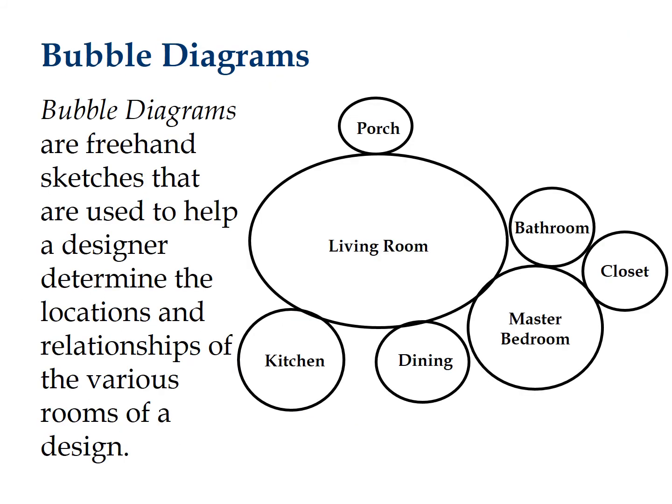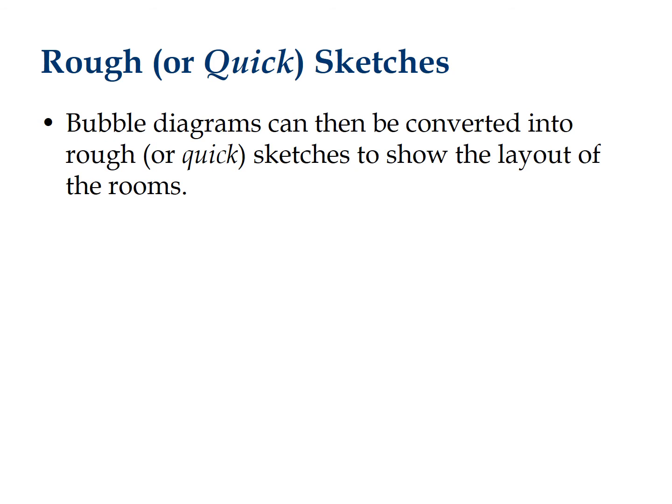This is an example of what a bubble diagram looks like. It's a freehand sketch that helps you as a designer to determine the general locations and relationships of the various rooms of the design. So we would take bubble diagrams and then convert them into what we call rough or quick sketches to show the layout of the rooms.